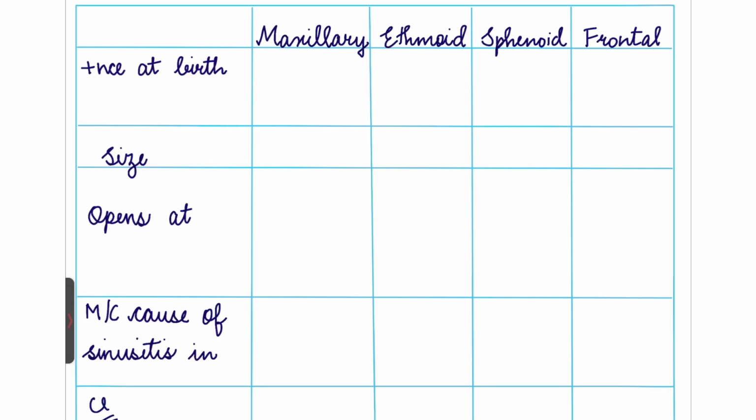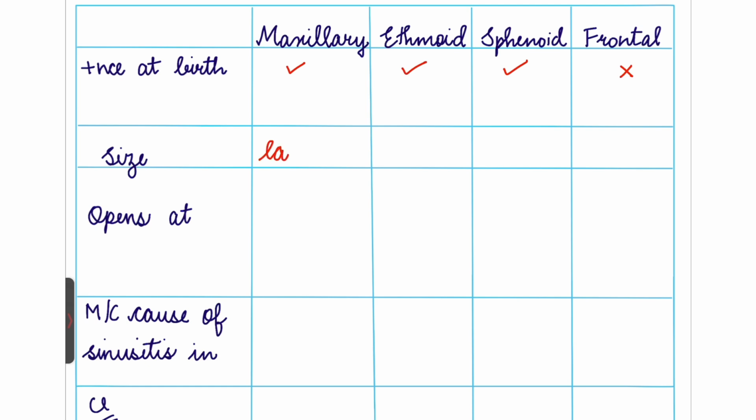Namaste. In part 2 of paranasal sinuses, I am going to make a comparison table comparing all the 4 paranasal sinuses. According to presence at birth, all the paranasal sinuses are present at birth except the frontal sinus. The ethmoid sinus is maximally pneumatized at birth.